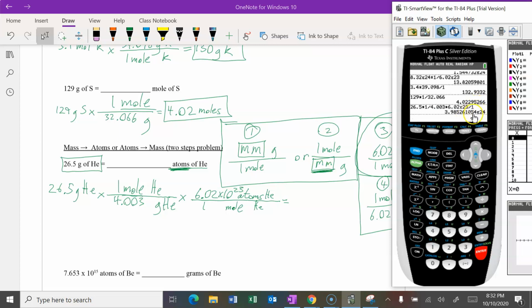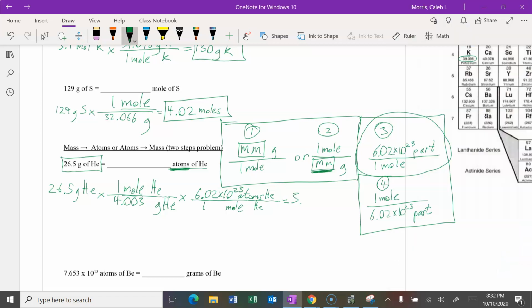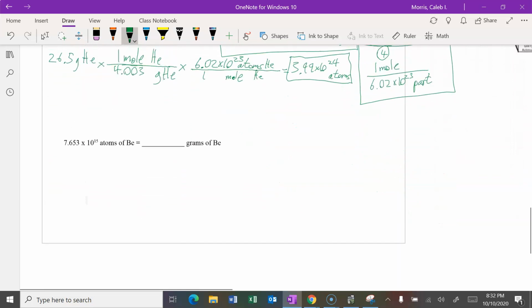Don't forget, you always check the end of your numbers no matter what they are on a calculator. You always check the end to see if there's an E, and if there is, that means times 10 to the power. So I have 3.99 times 10 to the 24th. I know it says 3.985, but I'm going to round up. 3.99 times 10 to the 24th. And my units are atoms. 3.99 times 10 to the 24th atoms. And we have one more problem, and then we'll be done with these notes.